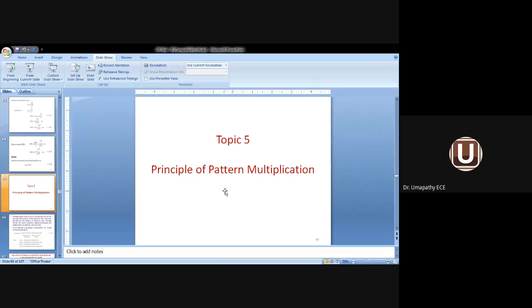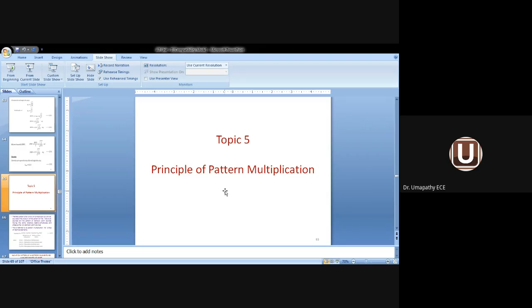Then we went to the principle of pattern multiplication. Pattern multiplication says that with the help of the radiation pattern of an isotropic array readily available in the market, we can calculate the radiation pattern for the given antenna array without the necessity to compute the value of ET. So 3 topics, broadside array, end-fire array and pattern multiplication, we have seen.